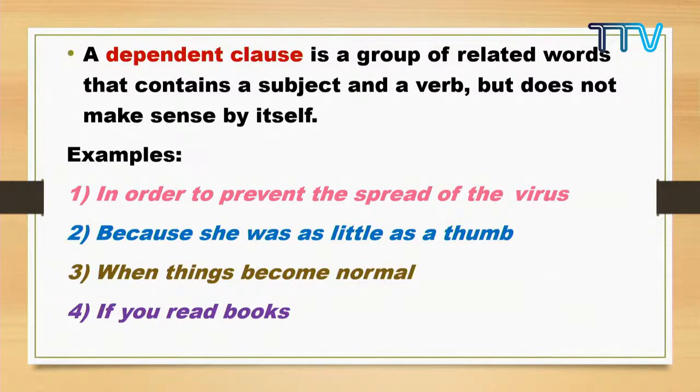Like we say, if you work hard, you'll do. Okay, like this. So if you do this, you will get this, or like that. So this is if clause. This is a dependent clause because this is not complete. If you read books, it's a group of related words. They are all related, no doubt, right? But it does not make sense. If you read books, there's something missing. So this is an example of a dependent clause.